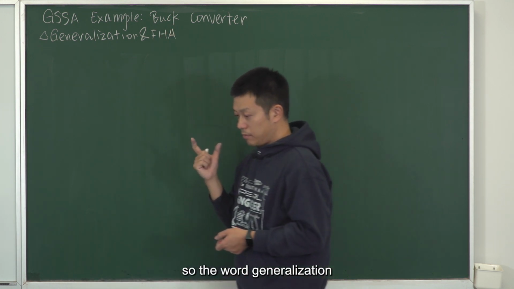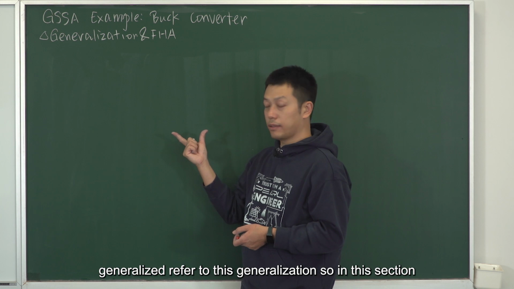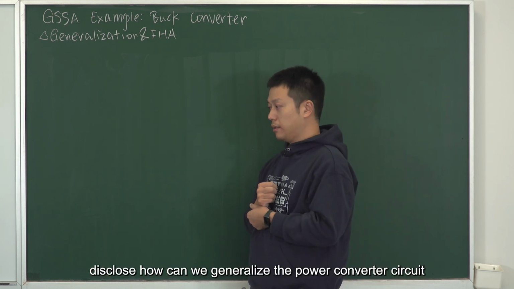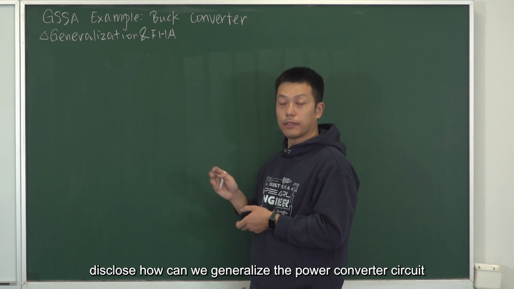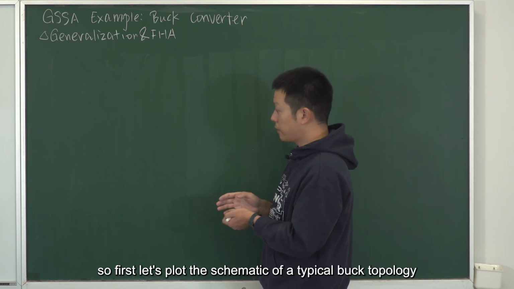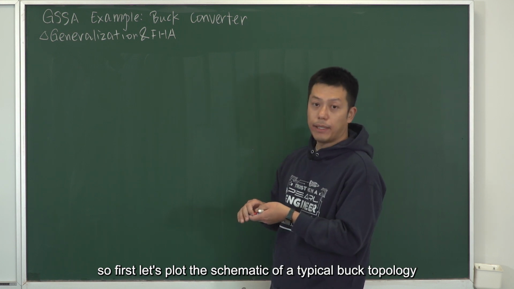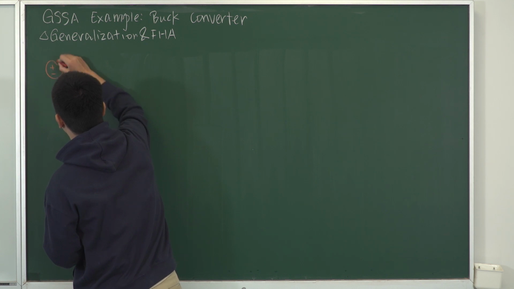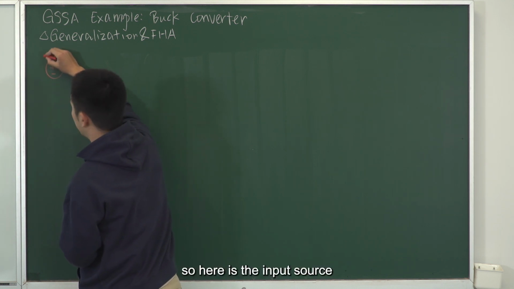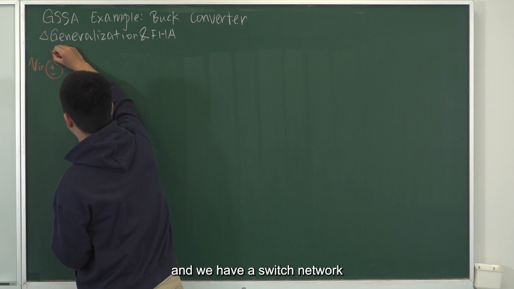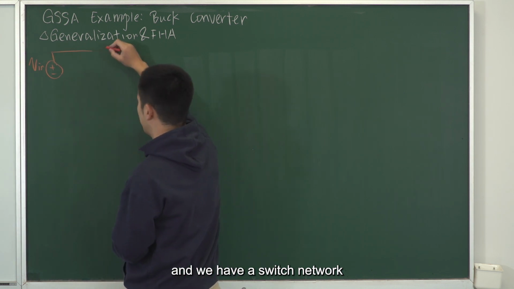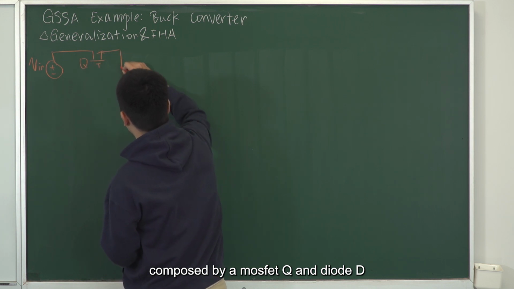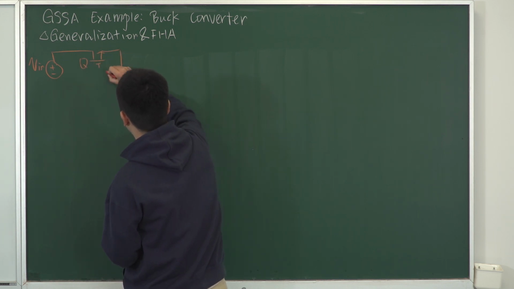So the word generalization, generalized, refers to this generalization. In this section, we are going to disclose how we can generalize the power converter circuit. So first, let's plot the schematic of a typical buck topology. Here is the input source, and we have a switch network composed of a MOSFET Q and diode D.